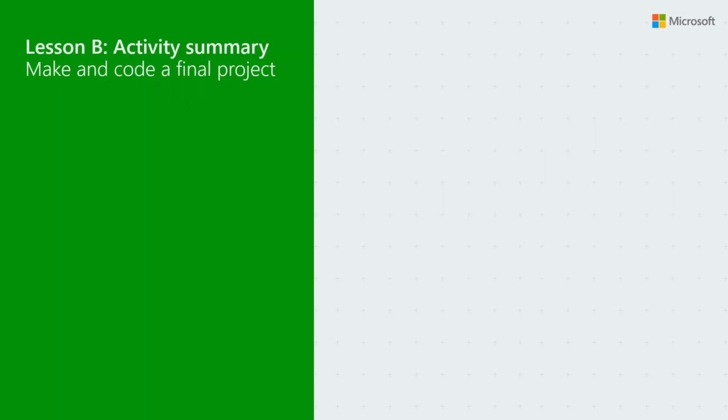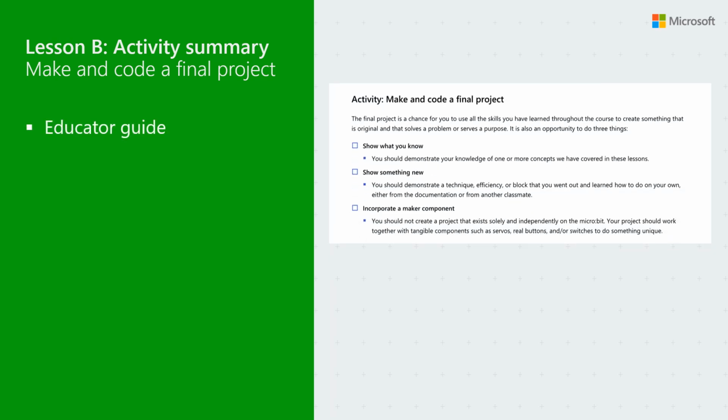Now in Lesson B, you have students using the design thinking approach to code and build a project that shows what they know, shows something new, and also includes some kind of a physical maker component, maybe something with cardboard, where the physical component is an integral part of the project. It can't just be that they have the microbit, something's happening in the microbit, and they tape it to a board. It actually has to have part of some functionality that coordinates with the microbit.